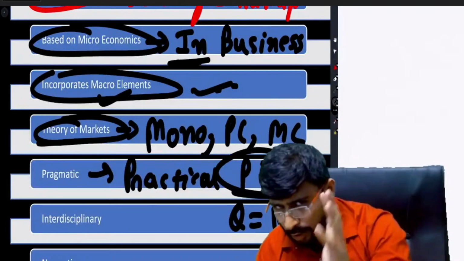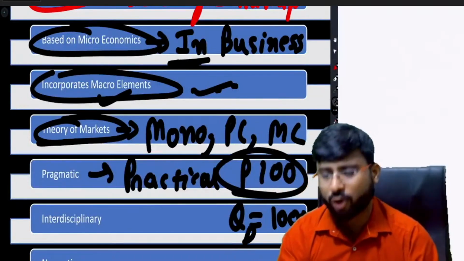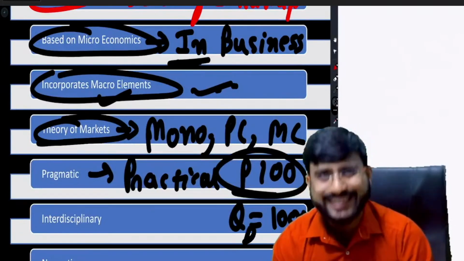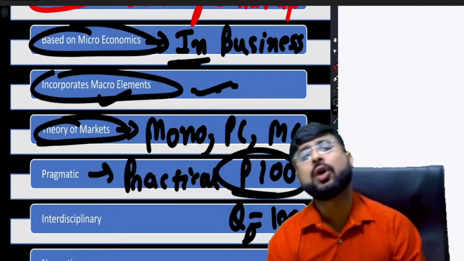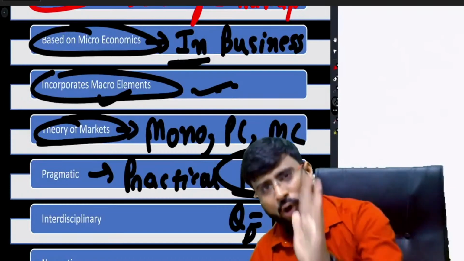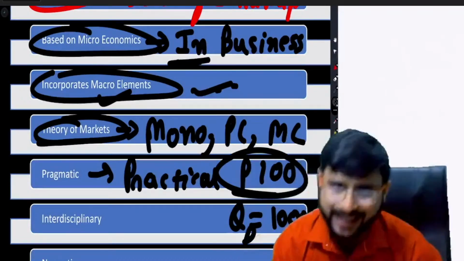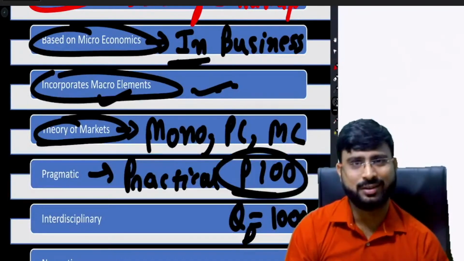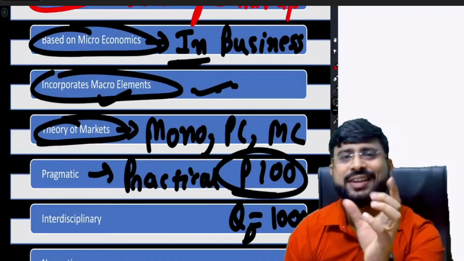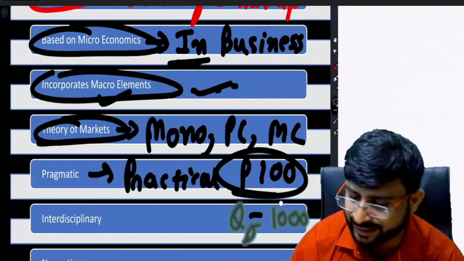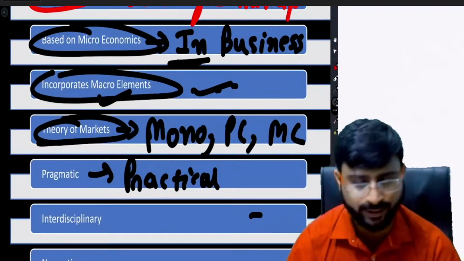Without applying much of your brain, you all tell me what will happen to demand when price rises from 100 to 200. Obviously, all of you are telling it will fall. This is what I'm saying. There is some analysis. It is not strictly theoretical. It is practical in the sense that some analysis is involved here.